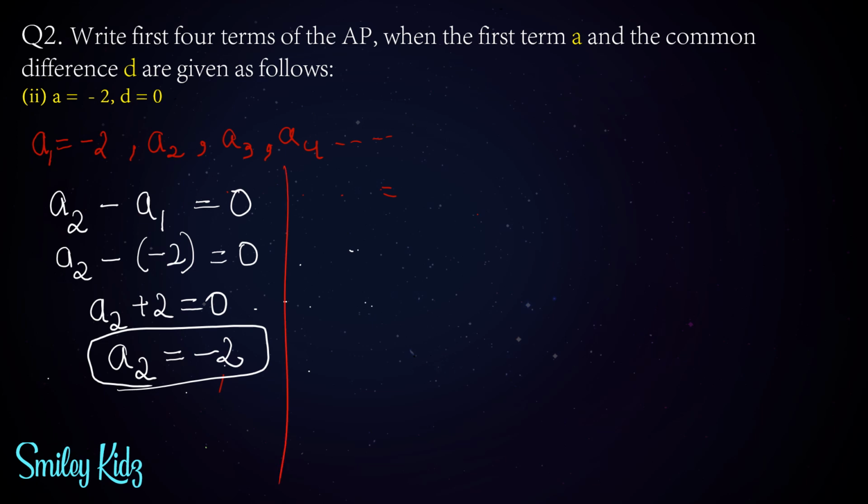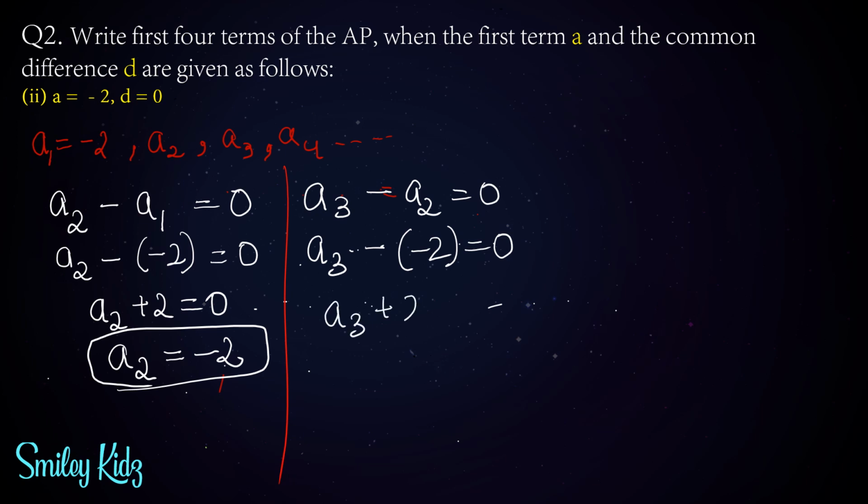And then A3 minus A2 is equal to 0. What is the value of A3? It is unknown to us, but A2 is equal to minus 2, which is equated to 0. Now A3 plus 2 is equal to 0 and A3 turns out to be minus 2 yet again.